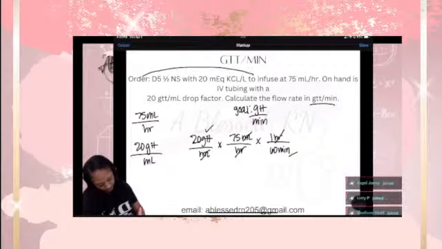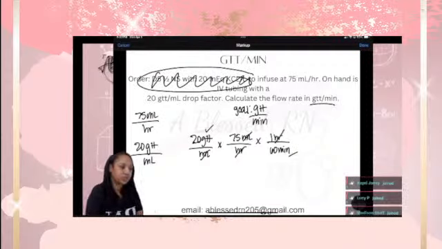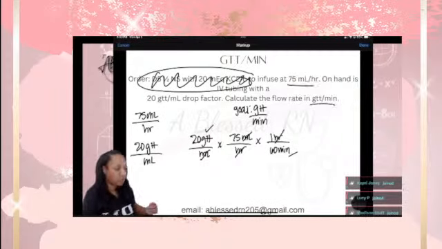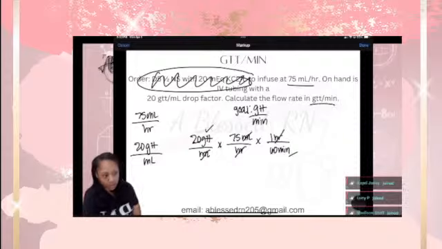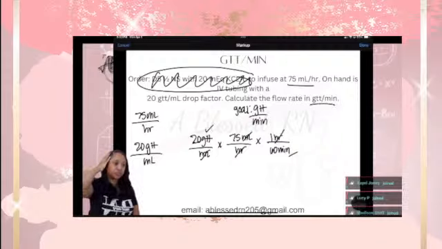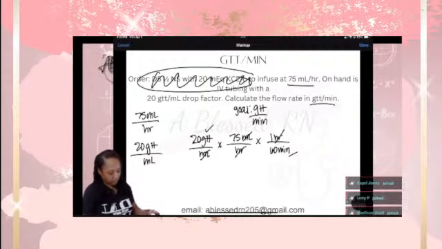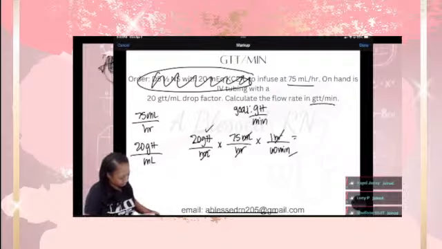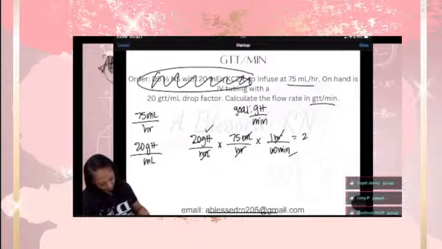So this part right here was a whole lot of junk. Because this right here told you what? Volume over time, which is what it is that you were looking for. Don't let this stuff trip you up. You know things. Okay? So we'll do 20 times 75 divided by 60. And that's going to be 25 drops per minute.